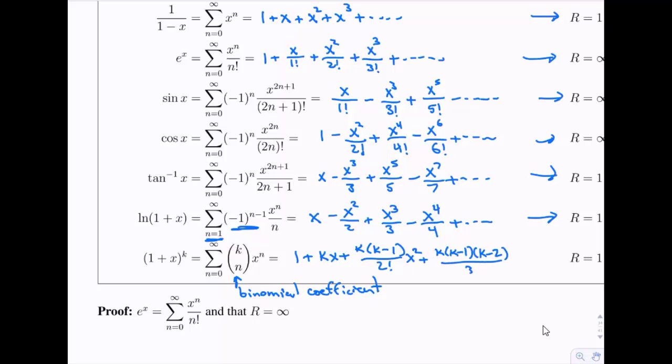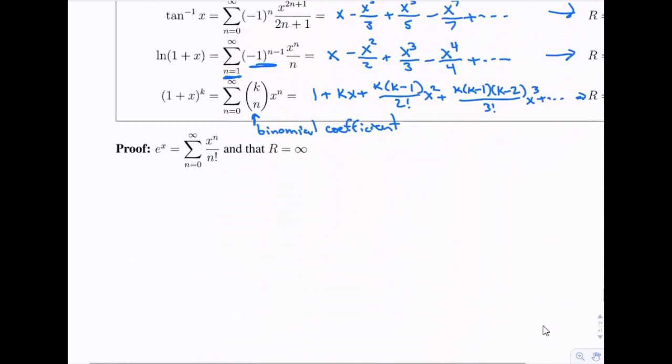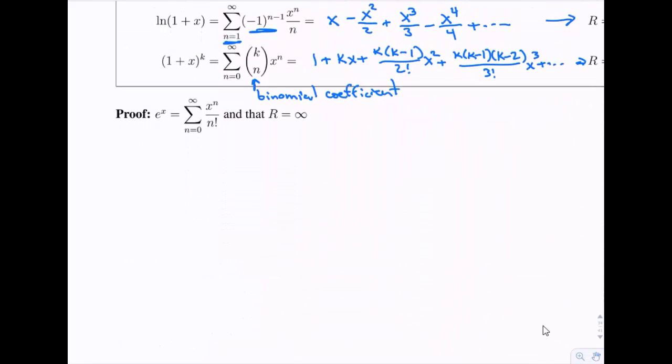K choose 3 is going to be k times k minus 1 times k minus 2 over 3 factorial. And of course, all of these have powers of x next to them. And the radius of convergence for the binomial series is 1. So let's go ahead. I've claimed that this is a theorem, right?